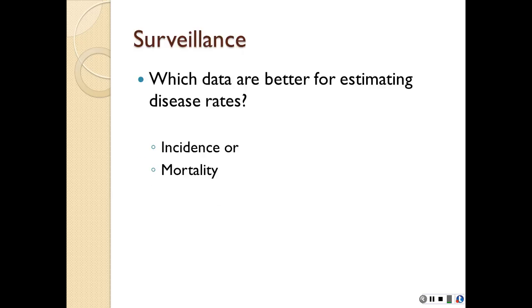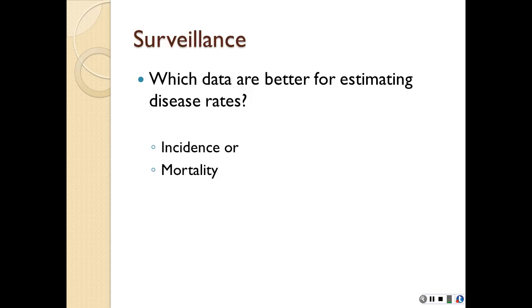All right. So which data do you think is better for estimating disease rates? Incidence data or mortality data? First off, what's incidence? We're going to review. Number of new cases. Number of new cases of disease. What's mortality? People that die from the disease? Yes. People that die from the disease.